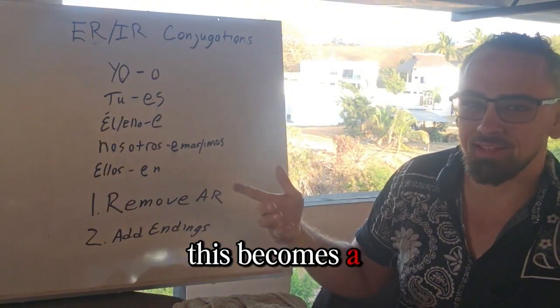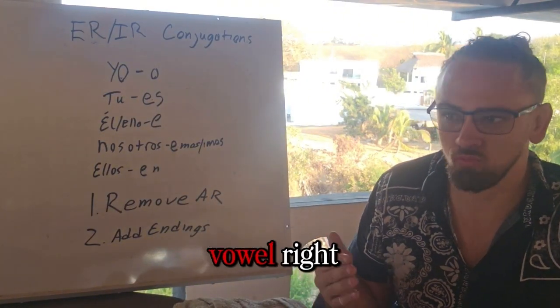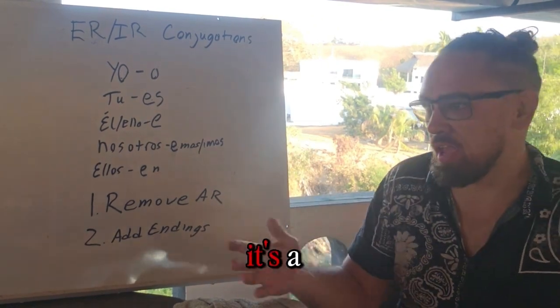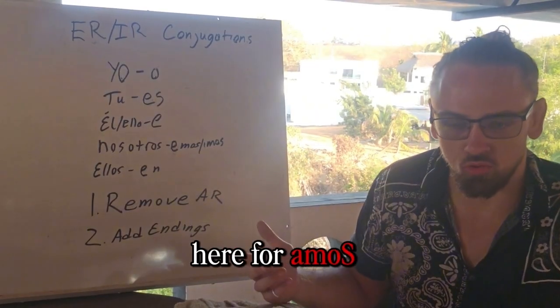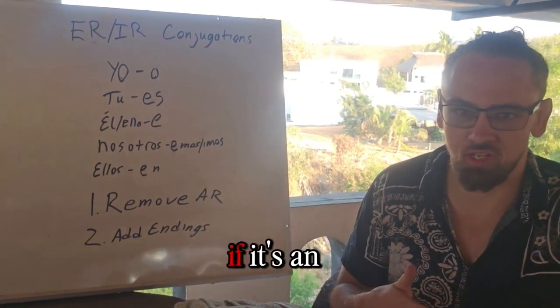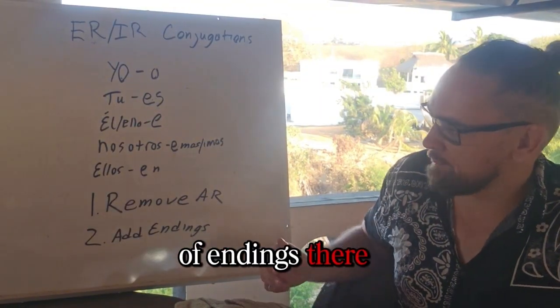This becomes A instead of A, right? So same thing, it's just the vowel, right? But changing, if it's an AR, it's A, if it's an ER, it's E, right? And then we have N down here for ellos, right? If it's an ER, it's an E, if it's an AR, it's an A, right? But same kind of endings there, right?